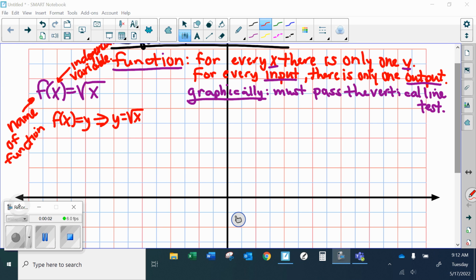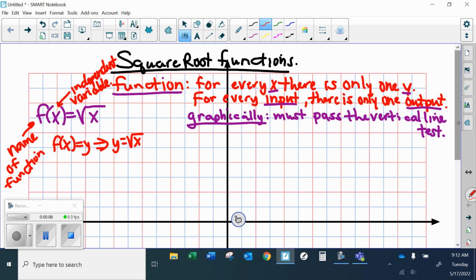Okay, students, today we're going to talk about square root functions here. So first off, reviewing the definition of a function. For every x, there's only one y. Another way of saying this, for every input, there's only one output. So you're putting something into the equation that's going into the x, and then the output is what comes out, which is the y coordinate. So input versus output, you can also call it the independent versus dependent variable.